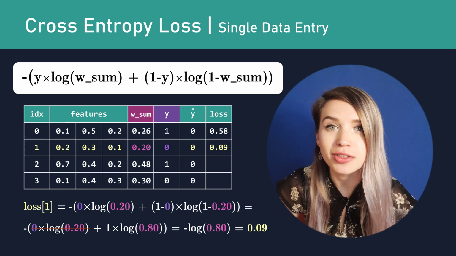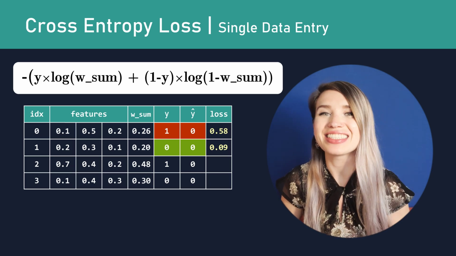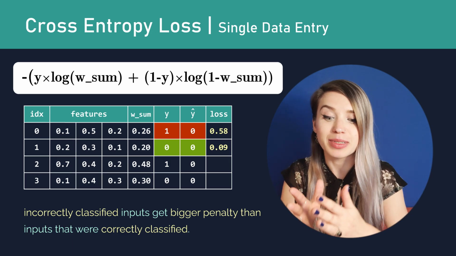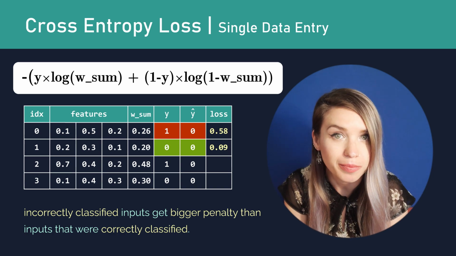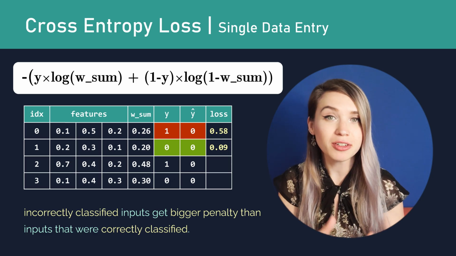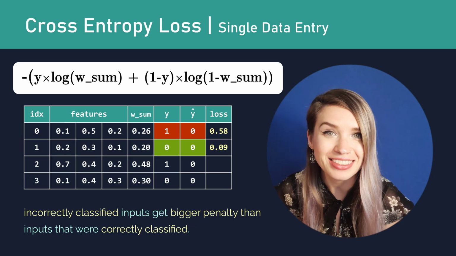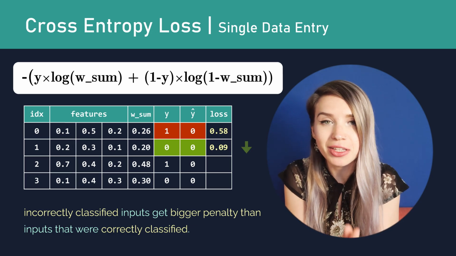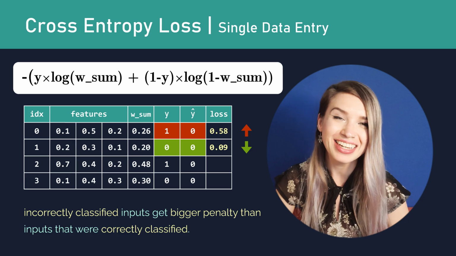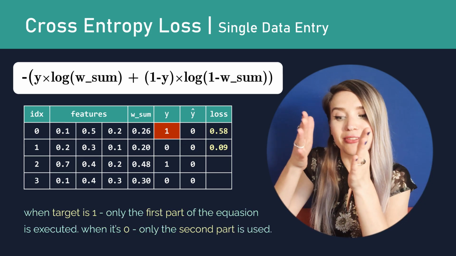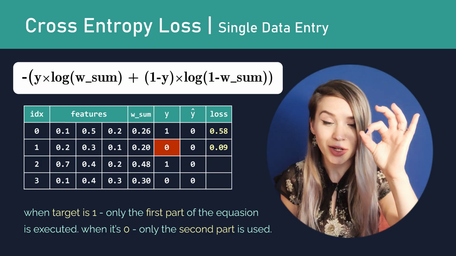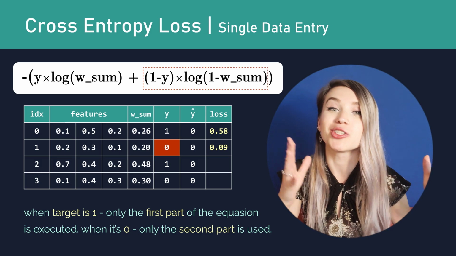Now, when we take a closer look at the results of these entries, we can see that cross-entropy loss gives a much bigger penalty to inputs that have been incorrectly classified by our perceptron, since 0.58 is much bigger than 0.09. So whenever the prediction is a perfect match with the target, our error value will be very, very low. Otherwise, it will be much higher. Another detail you may have noticed is whenever our target is 1, only the first part of our equation is being executed. While whenever our target is 0, we only execute the second part, which is really, really cool.